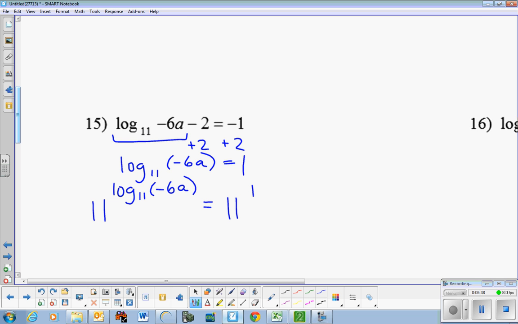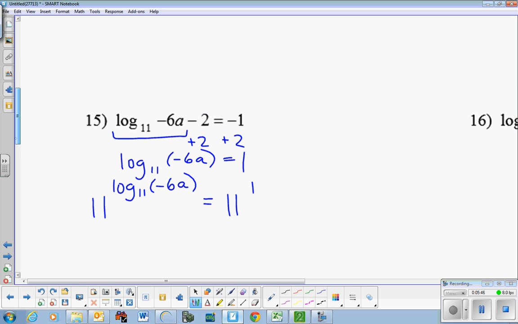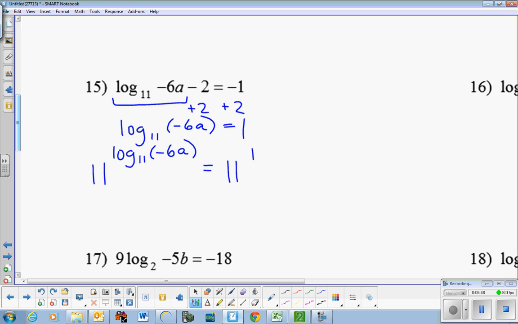All right, 11 to the left equals 11 to the right. If the left and right-hand sides are equal, then 11 to one of them must equal 11 to the other one. What you do to one side, you do to the other. 11 to the log base 11 of negative 6a is negative 6a. That's why we choose to raise the 11, so the left-hand side will just be negative 6a.